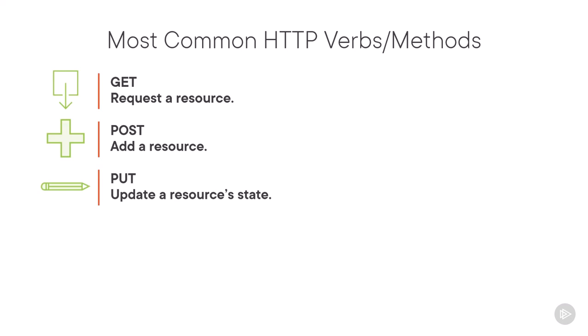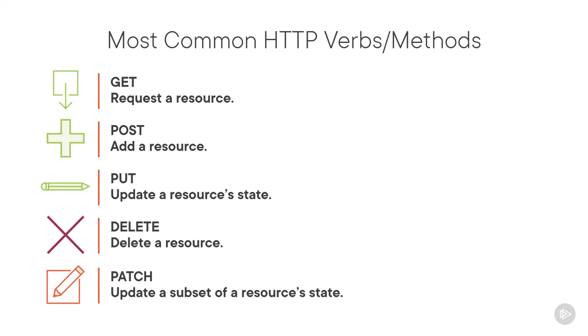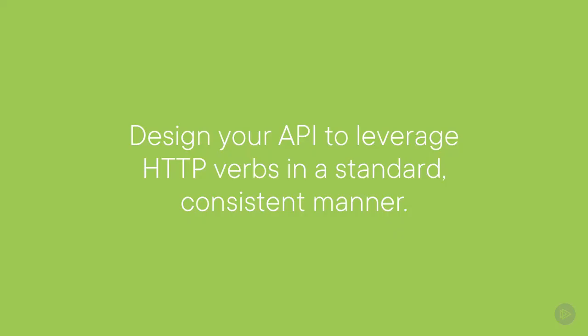To make updates to existing resources, the PUT verb is used along with a representation of the resource. It's expected that the representation be the complete state of the resource and not just a subset. To remove a resource, the delete verb is used. And if you wish to make an update to only part of a resource, you can use a patch request and only specify the portion of the resource you wish to update. You should avoid using these verbs in non-standard ways. If you design your API to leverage existing HTTP verbs in a standard and consistent manner, your API will be easier to understand and more compatible with developer tools designed to work with APIs.